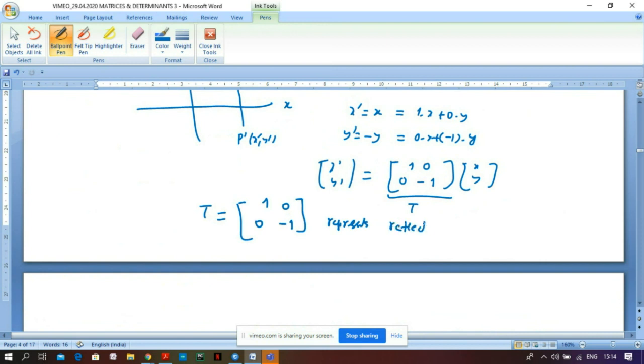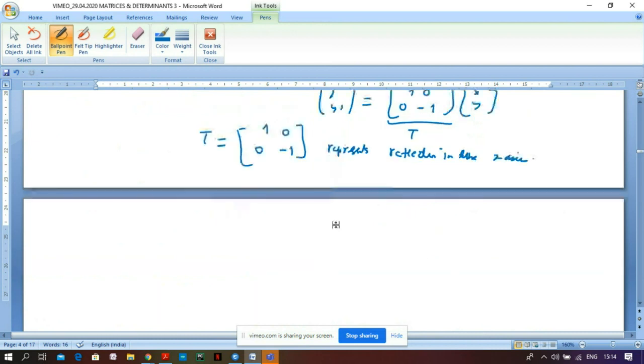reflection in the x-axis. So this represents reflection of a point in the x-axis. It means if there is some point, say 4, 11, and you want to find how it transforms when you reflect in the x-axis, you write 1, 0, 0, minus 1 and multiply it with 4, 11. That will give you the reflected point. So 4, 11 transforms to this point. So it is called reflection in the x-axis.